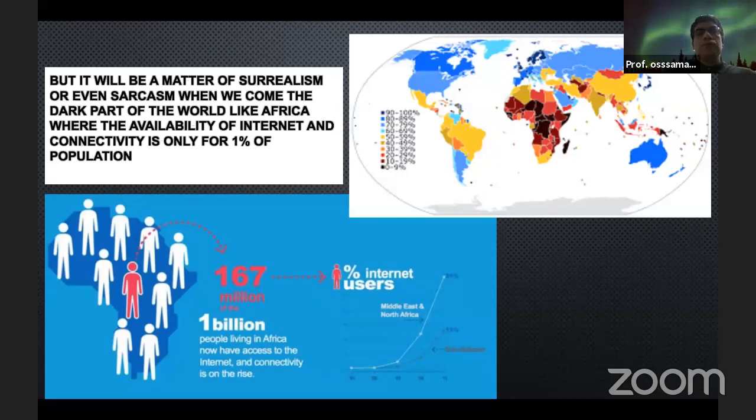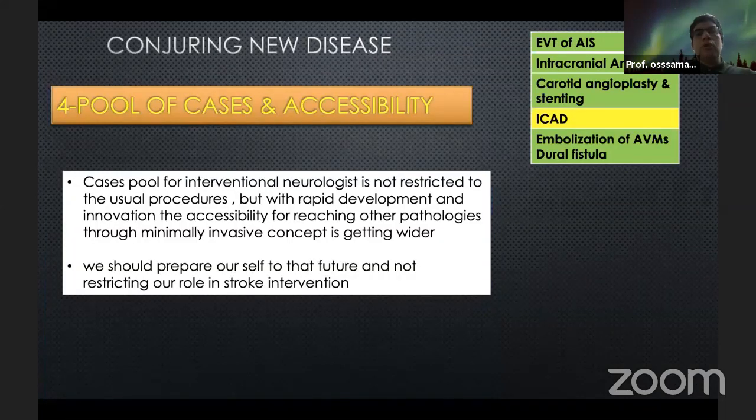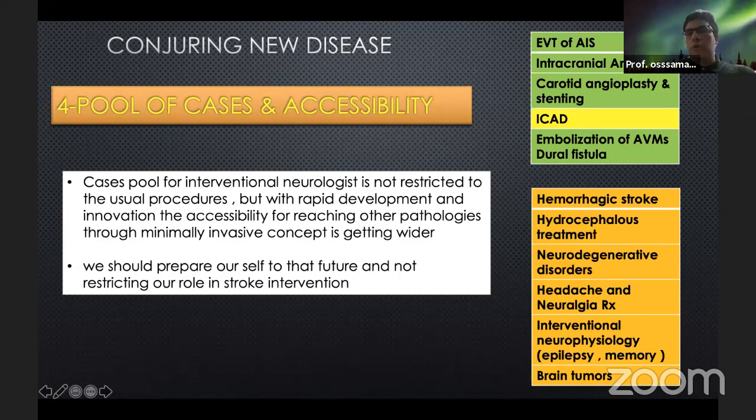And then we come to the last wheel, which is the pool of cases and accessibility. As neurointerventionalists, we fully agree that endovascular neurointervention is working very well in these indications: acute ischemic stroke, intracranial aneurysm, carotid angioplasty and stenting, yes or no in intracranial atherosclerosis, and embolization of arteriovenous malformation and dural fistula. However, this is not the whole cake.